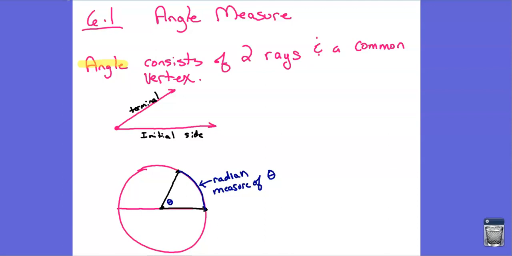This is 6.1, a new chapter. We're going to be talking about triangles and angles. So first, just as a reminder about the definition of what an angle is: an angle is two rays connected with a common point, a vertex.